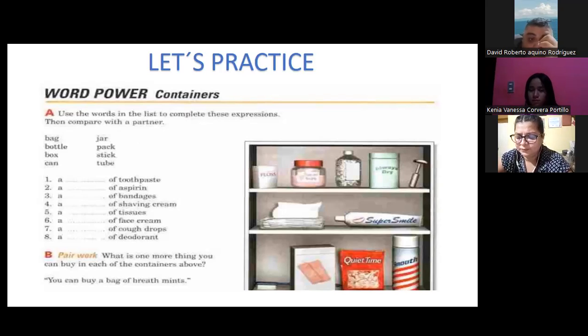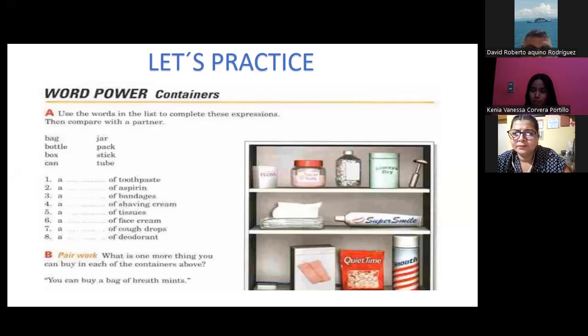And what about the number 7? Cold drops. A box of cold drops? Pastillas para la tos? Okay. Podría ser box. A box, okay. ¿Qué más? A pack. Podría ser un pack. A pack of cold drops.